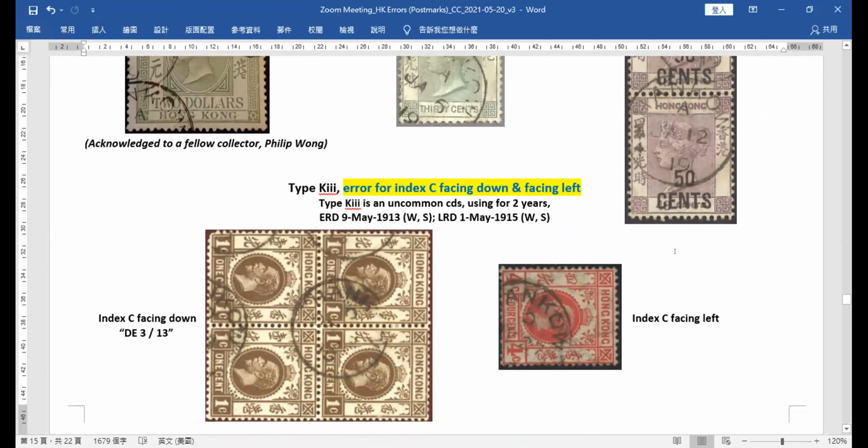Hand count type K3 also with error of index C facing down and facing left. CDS used for just 2 years. Earliest record date is May 9th, 13, and the latest record date is May 1st, 15, as mentioned by Webb and Sconfield. Block of 4. Index C facing down. This one index C facing left.